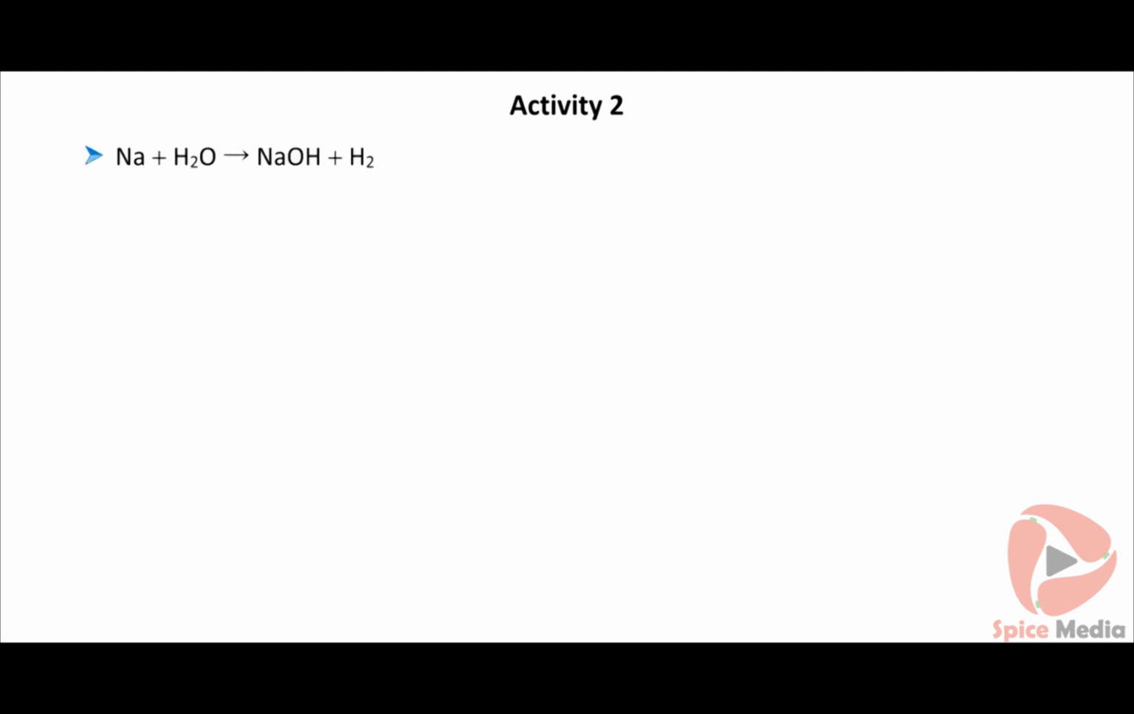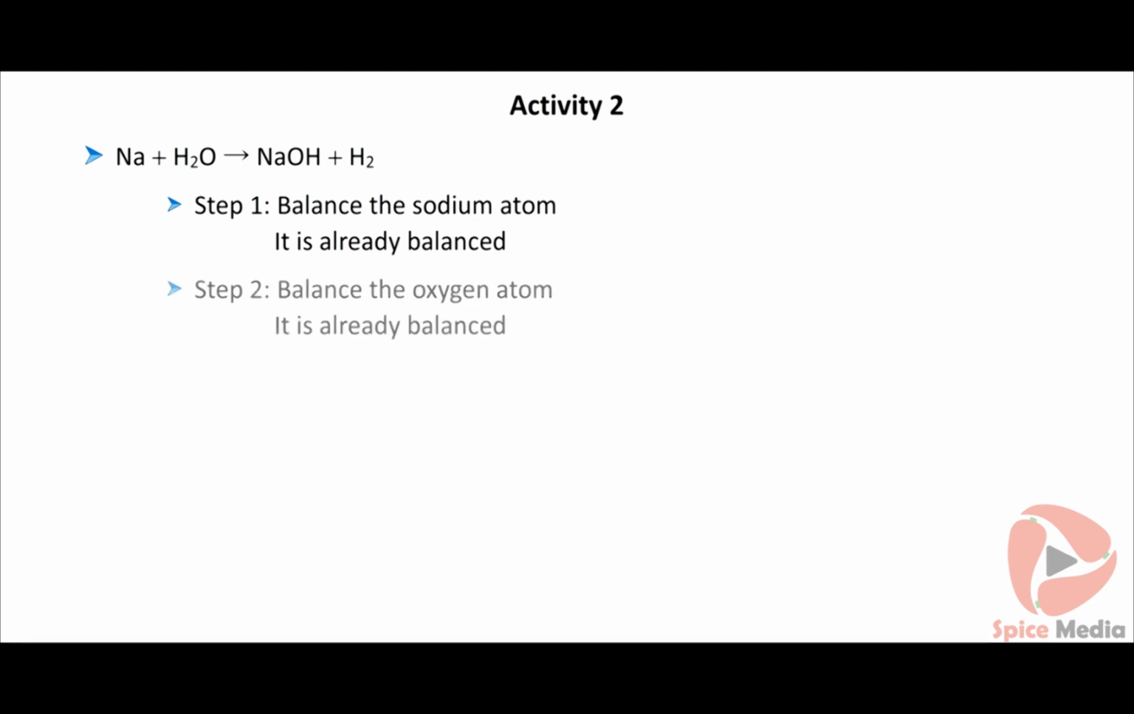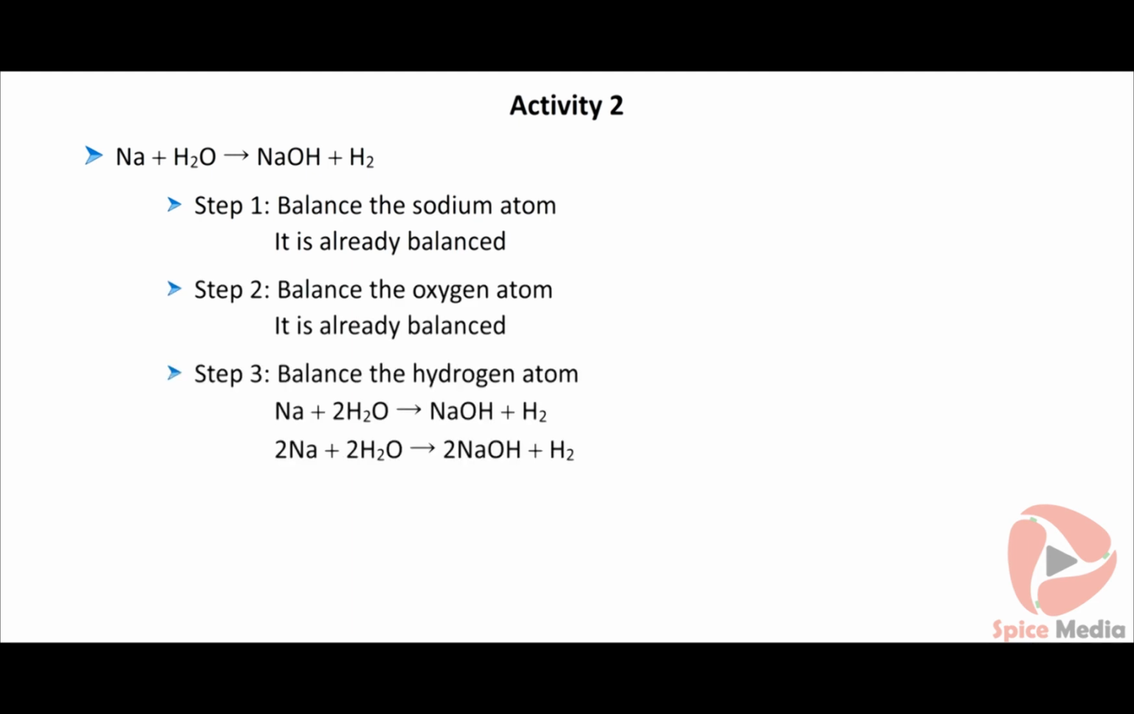Na plus H2O gives NaOH plus H2. Step 1. Balance the sodium atom. It is already balanced. Step 2. Balance the oxygen atom. It is already balanced. Step 3. Balance the hydrogen atom. There are 2 hydrogen atoms on the reactant side and 3 hydrogens on the product side. Therefore, the atoms of hydrogen on the reactant side is multiplied by the least multiple 2.